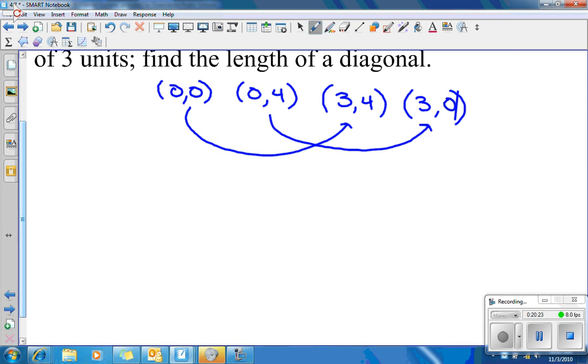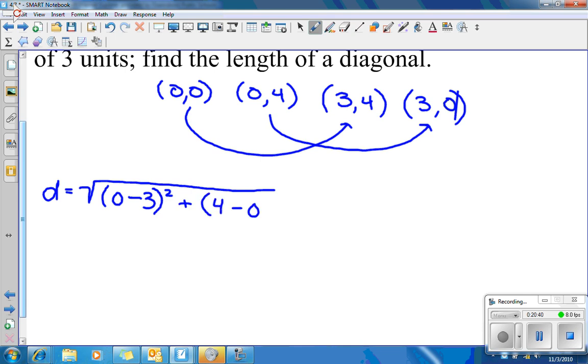If you use the 0, 0, 3, 4, you'd save yourself just a little bit of trouble, but that's fine. We'll do that one. All right, so we're using 0, 4, and 3, 0. X value, 0. The other X value, 3. Square it. Plus the Y value that I did first, 4, minus the other Y value, 0, and square it. What's 0 minus 3? Negative 3. And a negative 3 squared has to be positive. Negative 3 squared is? 9. 4 minus 0 is 4. 4 squared is? 16. 9 plus 16?